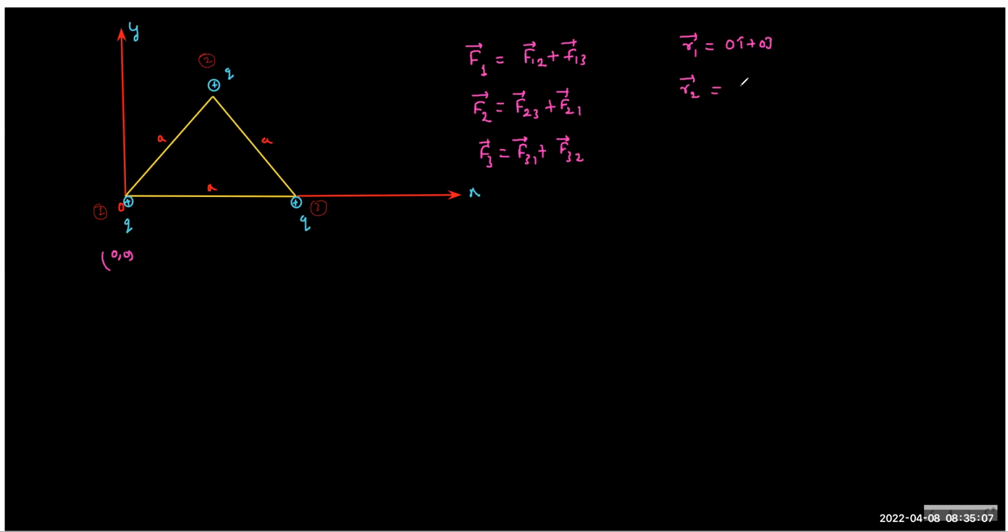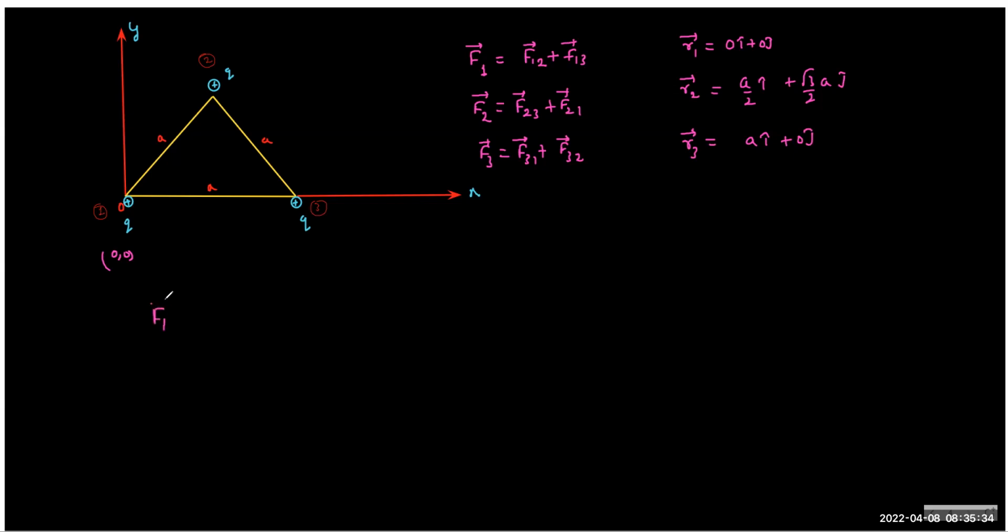Sir, r2 is a by 2 i cap plus root 3 by 2 a j cap. Very good. And what is r3? a i cap plus 0 j cap. Very good. So you know all the position vectors, so it's very easy to write.